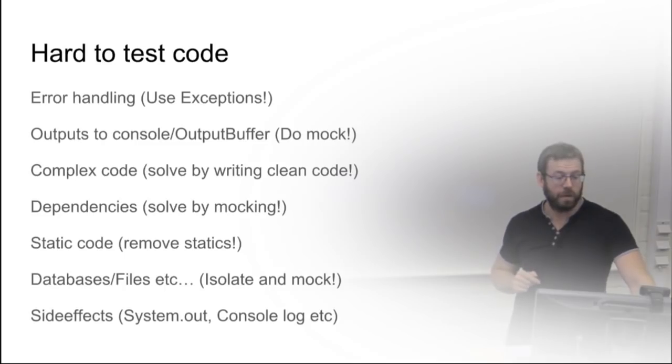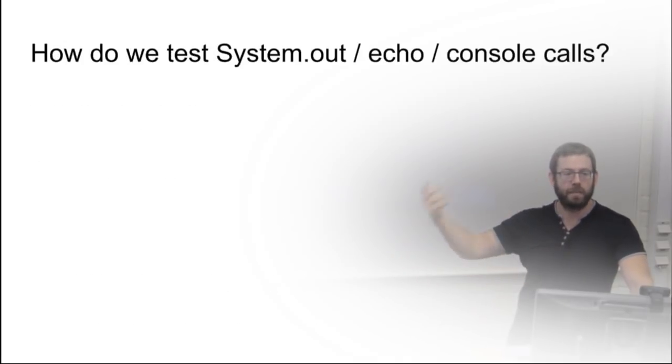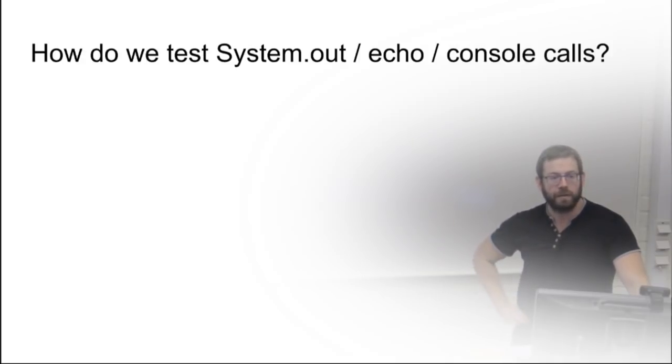So the solution for dependencies was to solve it by mocking, it says here. It's the same thing as we did in testing in isolation. We replace the dependency with something that we can control during the test. So if we replace system out or echo or console log with something that we can control, then we can check with behavioral testing if a call to that specific method was made.